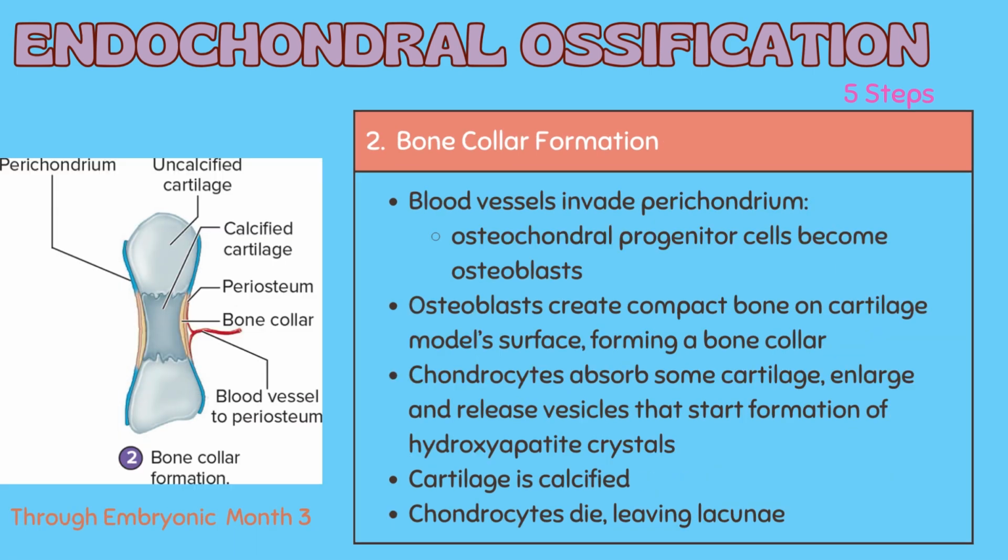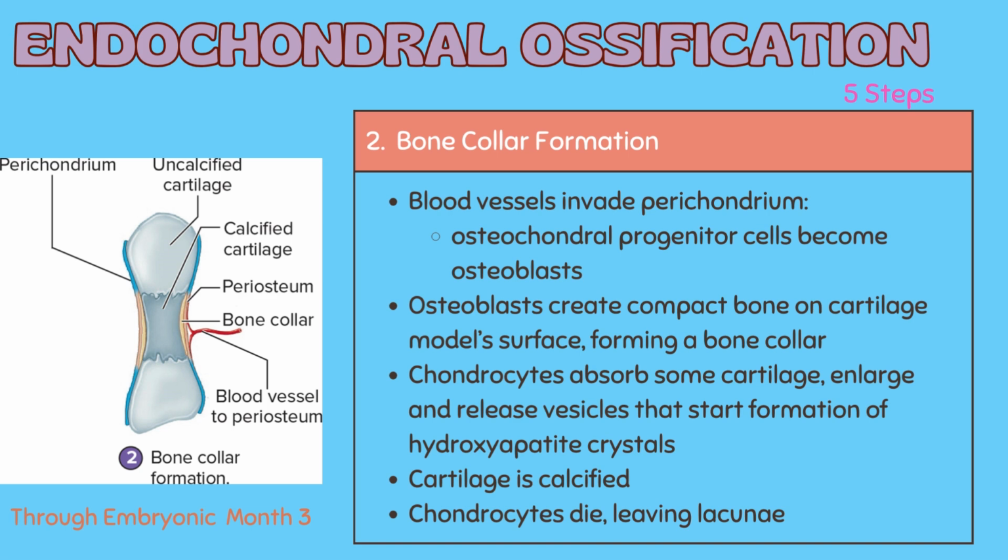The second step of endochondral ossification is the formation of a bone collar. This occurs through embryonic month 3. Blood vessels invade the perichondrium surrounding the cartilage model, causing endochondral progenitor cells in the perichondrium to become osteoblasts. Osteoblasts create compact bone on the cartilage model surface, forming a bone collar.